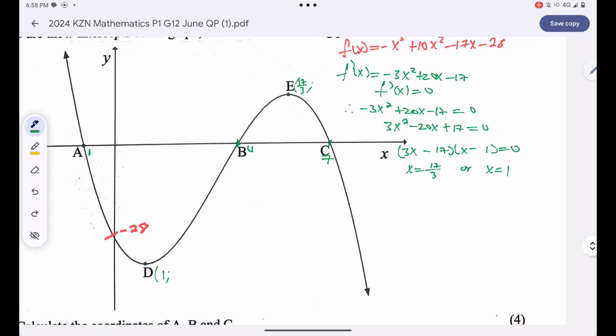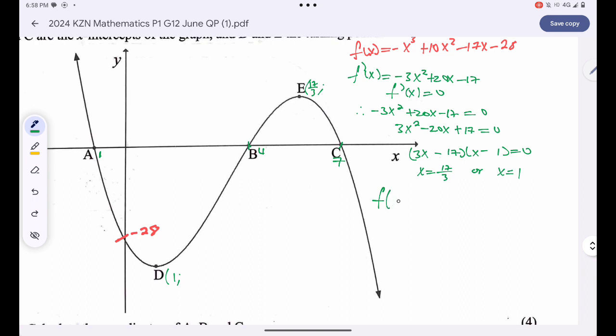All I have to do is to go and find the corresponding y value. So f(1) will simply be -1³ + 10(1)² - 17(1) - 28. This will basically give me -1 + 10 - 17 - 28. This will give me -36. So the coordinates of D is just (1, -36).